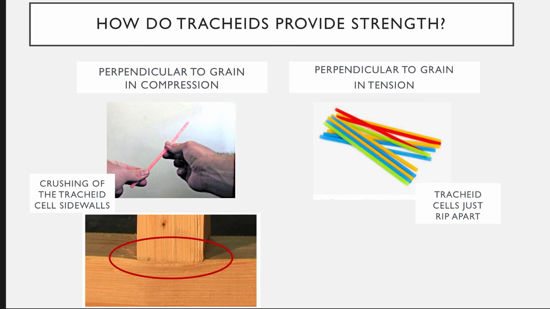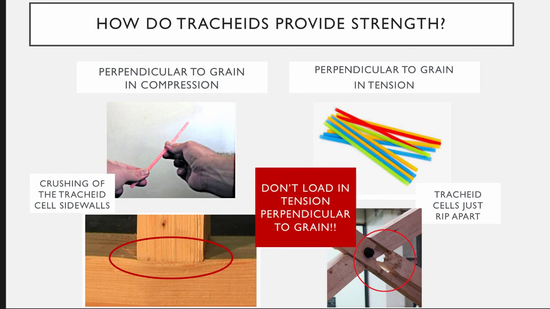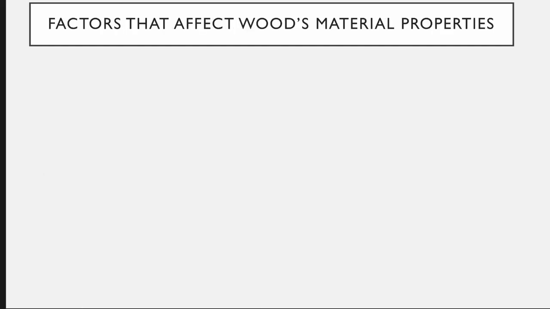If we think about perpendicular to grain in tension, it would be like pulling up on those tracheids. If you have a bundle of straws and you try to pull them apart, there's nothing holding them together, and they're just going to fall apart like our straws here do. In fact, it's such a bad idea to load wood in tension that we just don't do it. And you won't even find an allowable stress for loading wood in tension perpendicular to grain in any of the building codes.